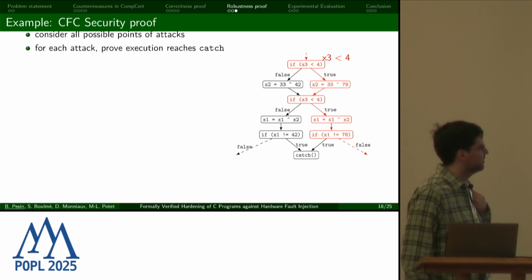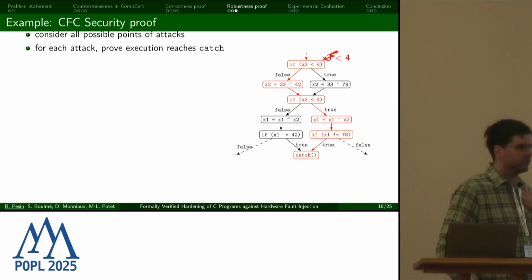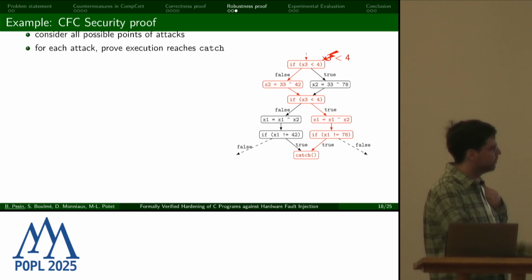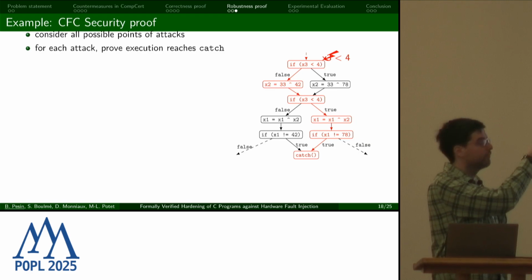As the proof is a bit complex, there are a few complexities. The first is that there's a bit of combinatorial work to be done there, because if you look at this code, you could imagine that the attacker attacks at 3 different points, 4 actually.